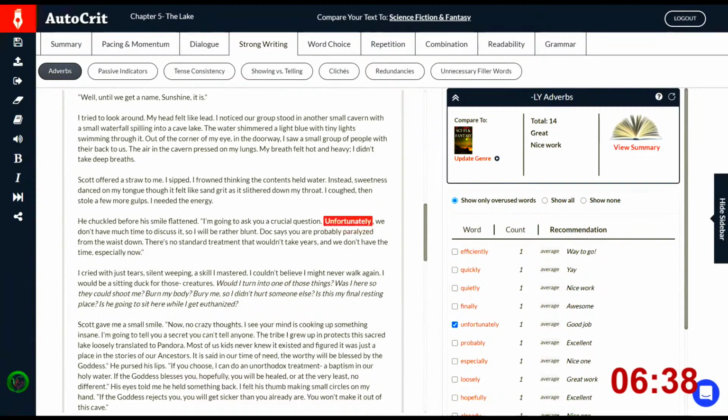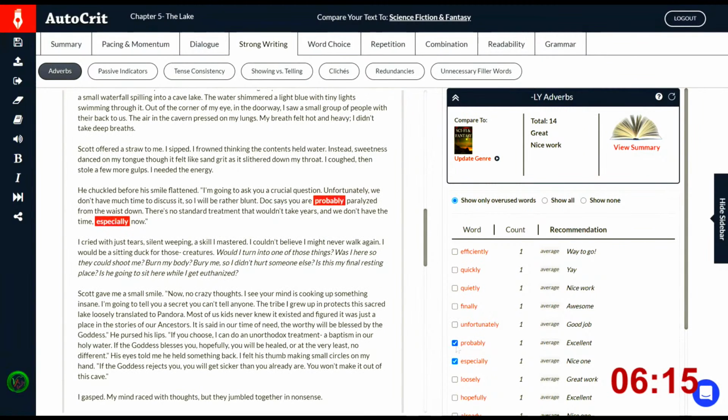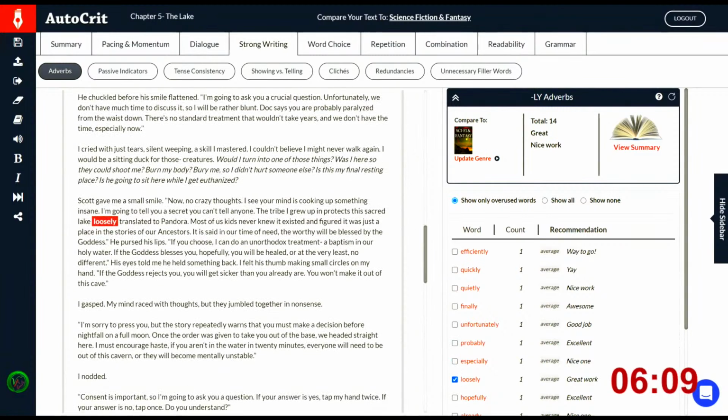"Unfortunately, I'm going to ask you a crucial question." "Unfortunately, we don't have much time." This is him talking again. This is how he speaks, and I don't want to change that up too much because I want him to have a different voice than everybody else. So I'm keeping this in. Probably is another word that is him speaking, and the same with especially. We use adverbs a lot when we are talking, and that's okay. This particular character uses them a lot, so I am okay with keeping them in there.